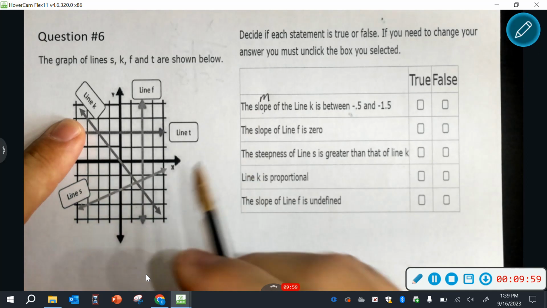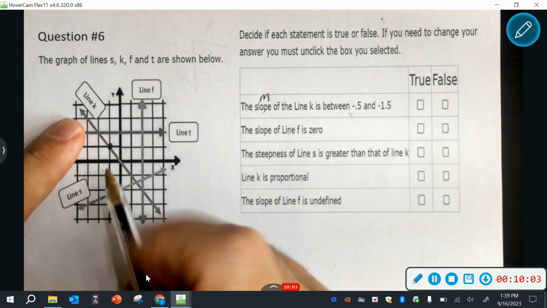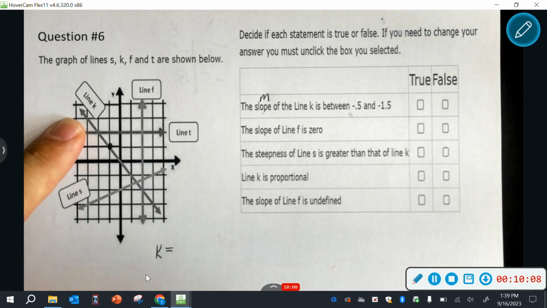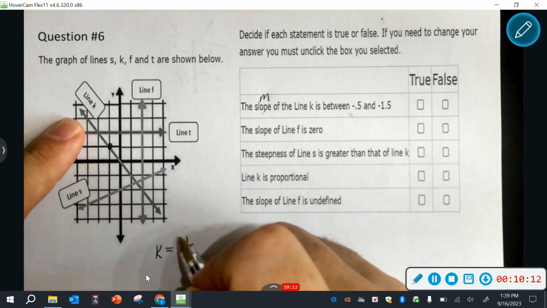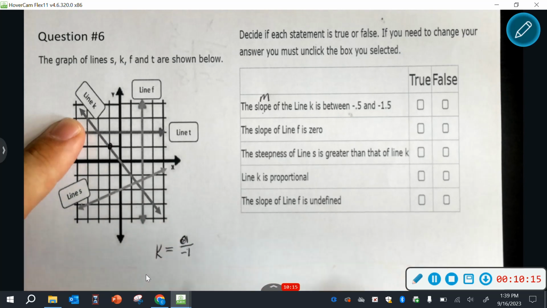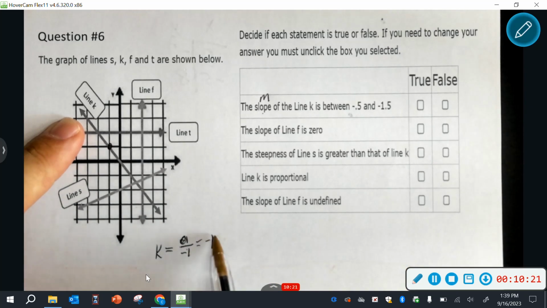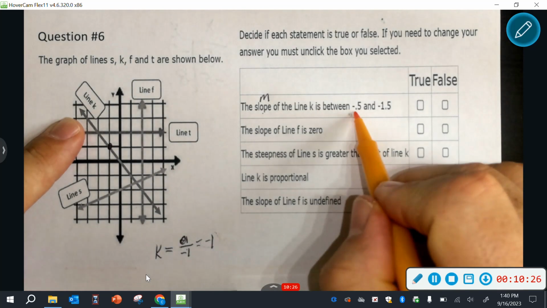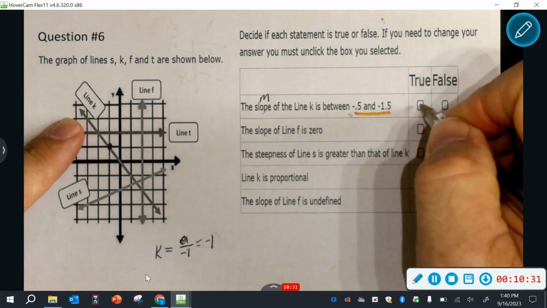So that means it's a direct variation. So I can pick this point right here, okay? So that's negative 1, 1 to get my k value for that. So I go negative 1 divided by 1. I'm sorry, it'll be 1 divided by negative 1. Yeah, your y over your x. So that'll give us negative 1. Now negative 1 is in between negative 0.5 and negative 1.5. Okay, so this will be true.